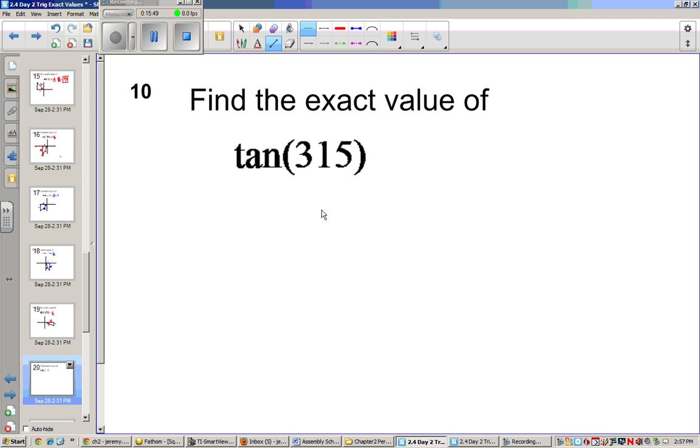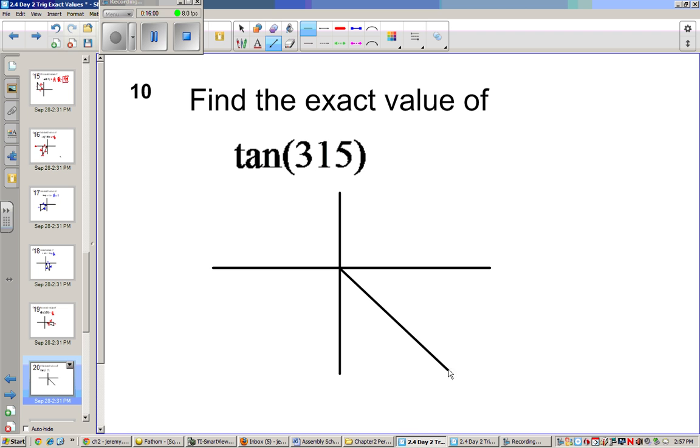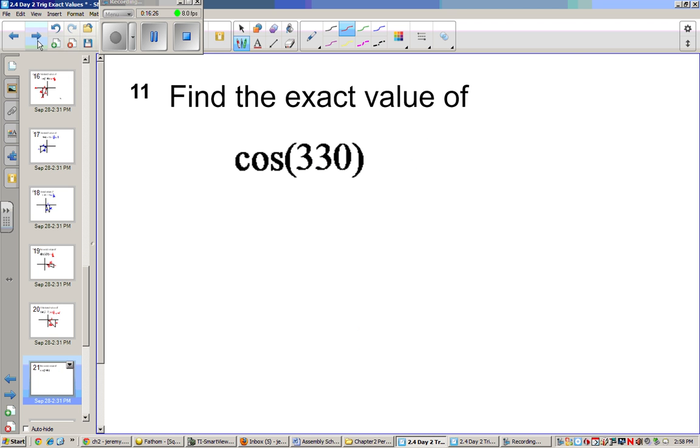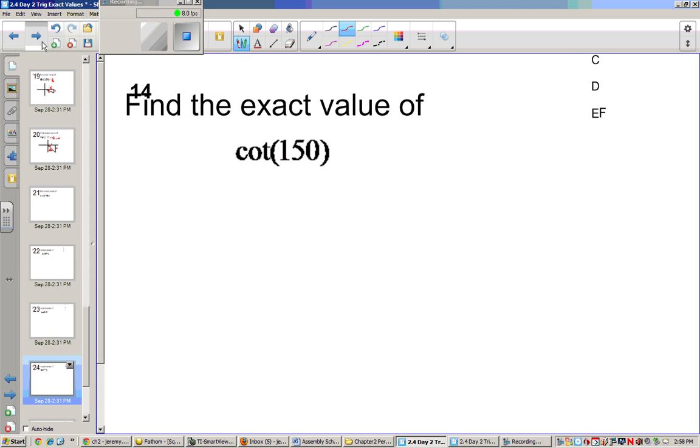All right, one more. Tangent of 315. 0, 90, 180, 270, 315. Now if I label my sides, 1 and 1, and root 2, where this side is negative 1. So now the opposite is negative 1 over the adjacent, which is 1. Negative 1 over 1 is negative 1. All right. So hopefully you can do these.